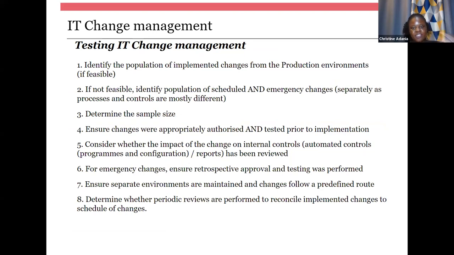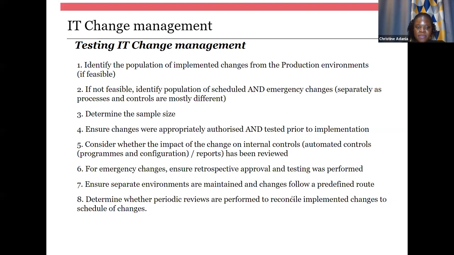So let me just go again through what you need to do for IT change management, and maybe we can close here because I see we've already run over. What you need to do: one, identify the population of the implemented changes from the production environment, if feasible. Like I say, most people will not have a tool that logs changes. So you need to determine other ways of assessing completeness of that population of the change. If it's not feasible, identify the population of scheduled and emergency changes separately, as processes and controls are mostly different.